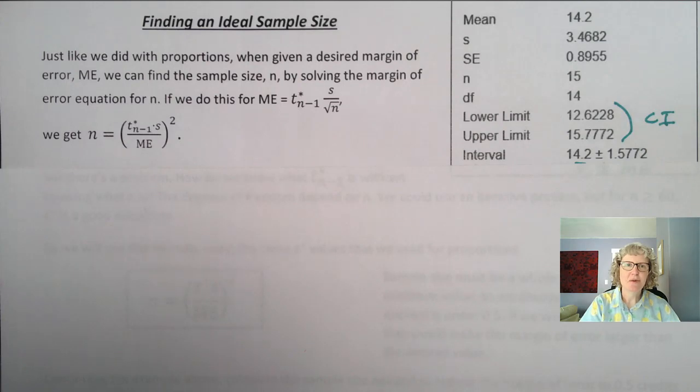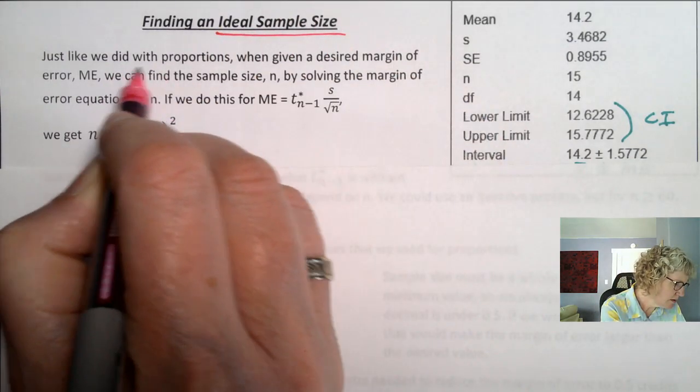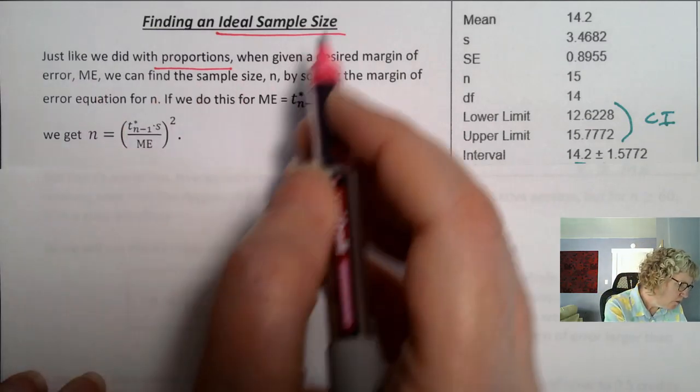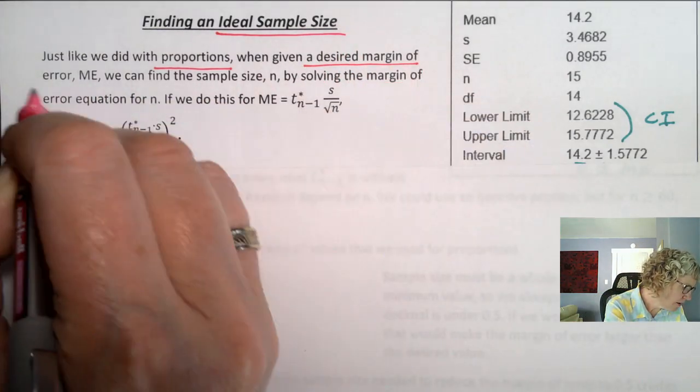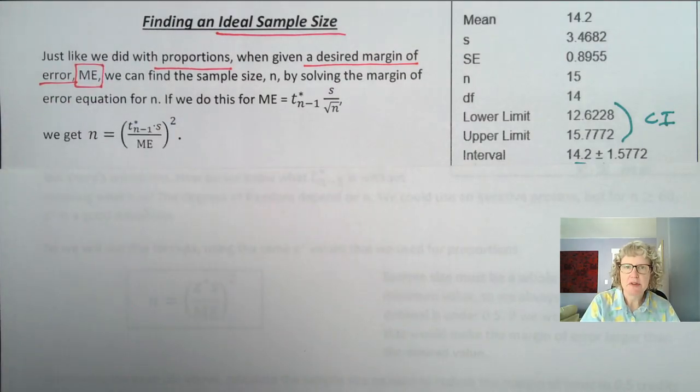Hi there. In this video, we're going to find an ideal sample size when we are doing a confidence interval for a mean. Just like we did with proportions, when it wants you to find an n, it gives you a certain margin of error. So when given a desired margin of error, an ME, we can find the sample size.